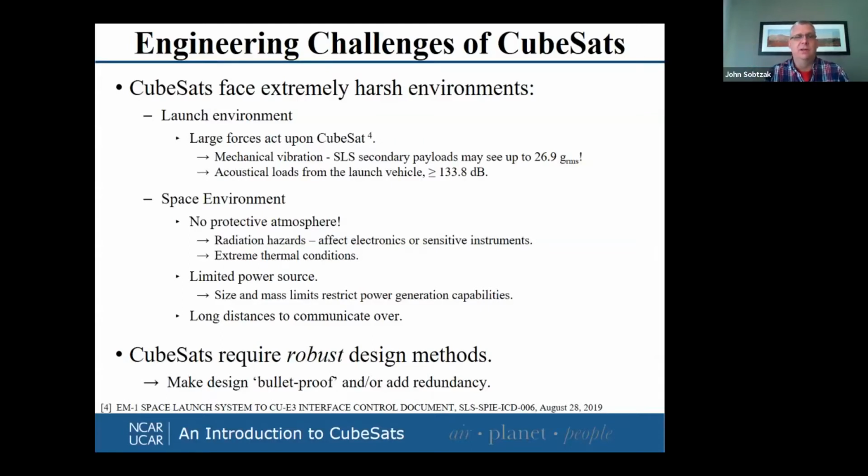One thing to note is there's no plugins in outer space, so you have to be very aware that you have a limited power source. All the power you get in outer space on CubeSats comes from solar panels and solar cells.